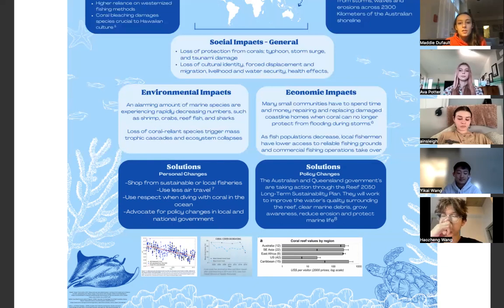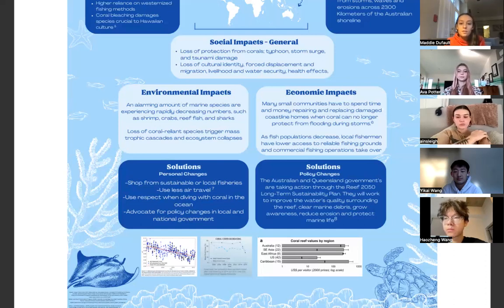Ocean acidification also has economic impacts for communities around coral reefs. For example, many small communities have to spend time and money repairing and replacing damaged coastline homes when coral can no longer protect from flooding during storms. And also, as fish populations decrease, local fishermen have lower access to reliable fishing grounds, and commercial fishing operations take over, which makes it more difficult for small communities that live around reefs.